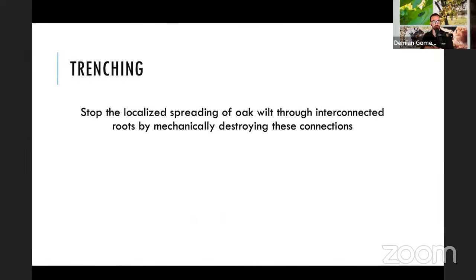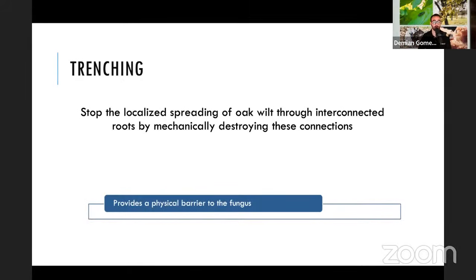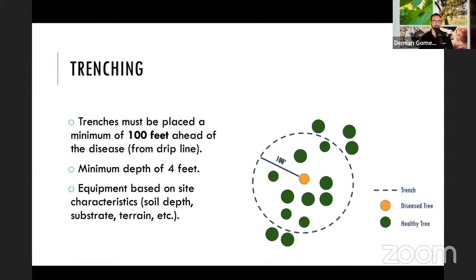So let's move to trenching. Trenching basically means that you're stopping the spreading of oak wilt through the interconnected roots by destroying those connections, right? What you're doing is creating a physical barrier, basically cutting those roots, and therefore you're avoiding that below ground spread. You are basically blocking that fungus from continuing to move through the root system. That's something that we typically do more commonly in rural environments. However, it also happens, and we've done some in urban areas and cities as well.